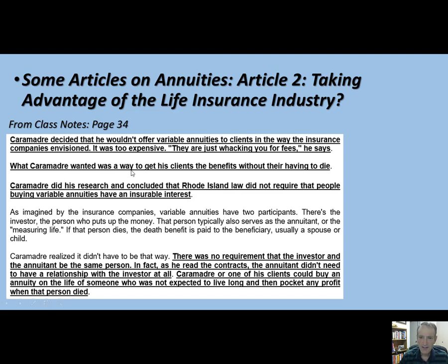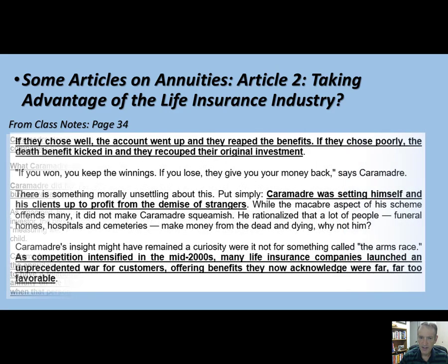So essentially, how could his clients benefit? Well, you benefit by making sure the person whose life the contract depends on is about to die. There's no requirement that the investor and the annuitant be the same person. Remember, the annuitant is the person whose life is in the contract, that is life contingent. So he read the contract, and the annuitant didn't need to have any relationship with the investor at all. All he had to do is find someone who was about to die and make them the annuitant. The investor could be the one who has all the benefit, all the product, and then you profit whenever the person dies.